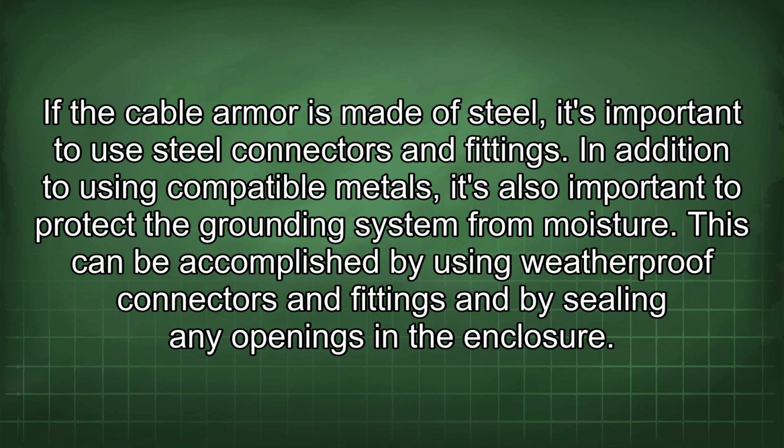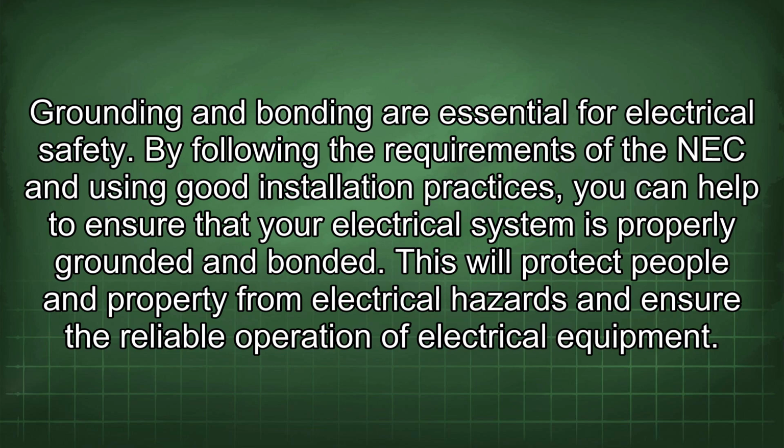In addition to using compatible metals, it's also important to protect the grounding system from moisture. This can be accomplished by using weatherproof connectors and fittings and by sealing any openings in the enclosure. Grounding and bonding are essential for electrical safety. By following the requirements of the NEC and using good installation practices, you can help to ensure that your electrical system is properly grounded and bonded. This will protect people and property from electrical hazards and ensure the reliable operation of electrical equipment.